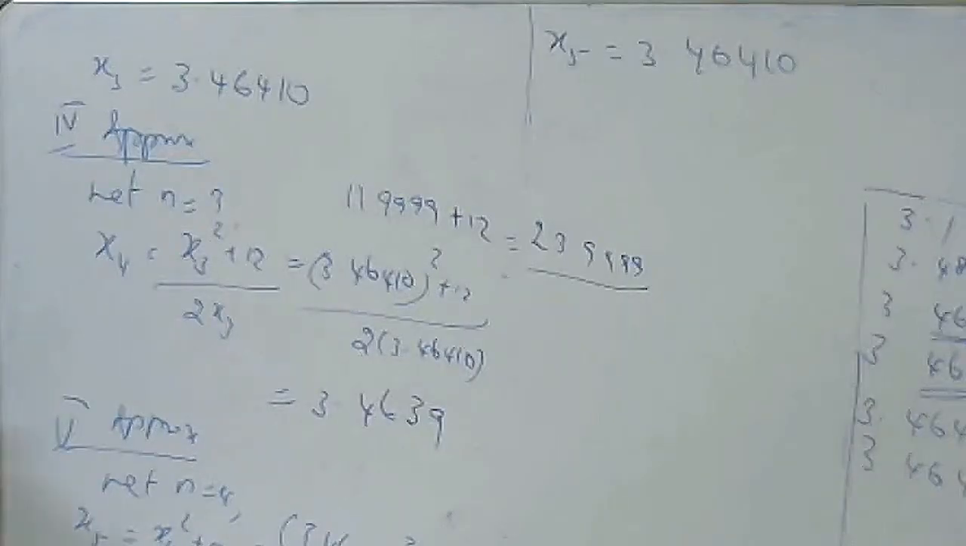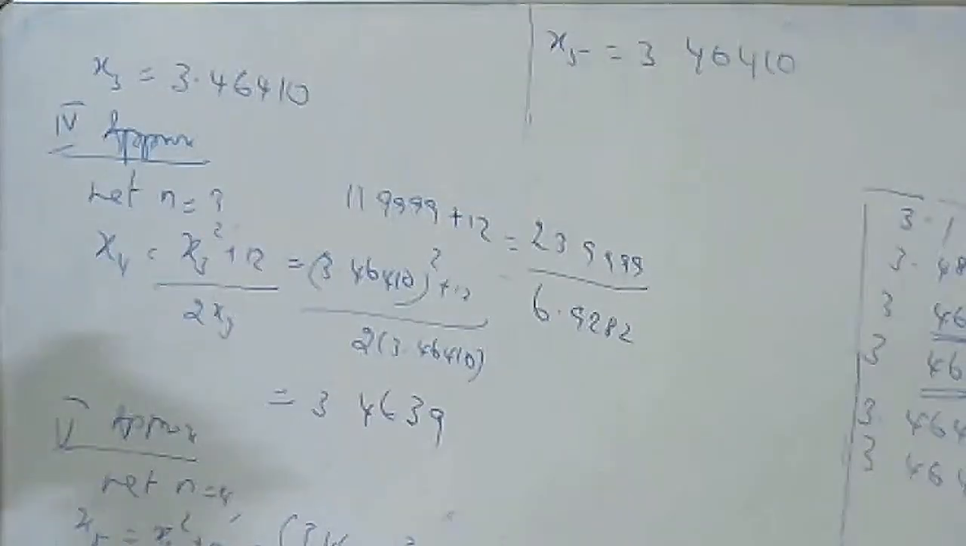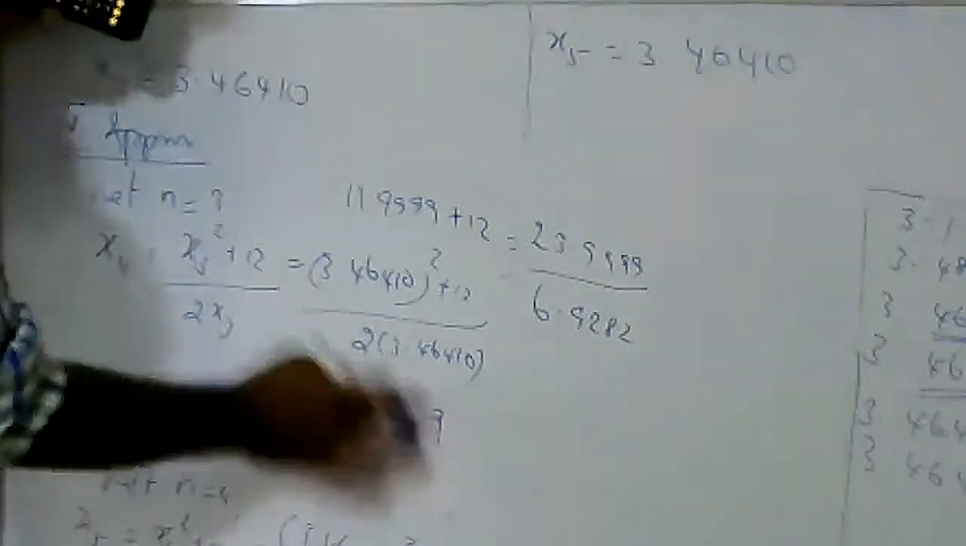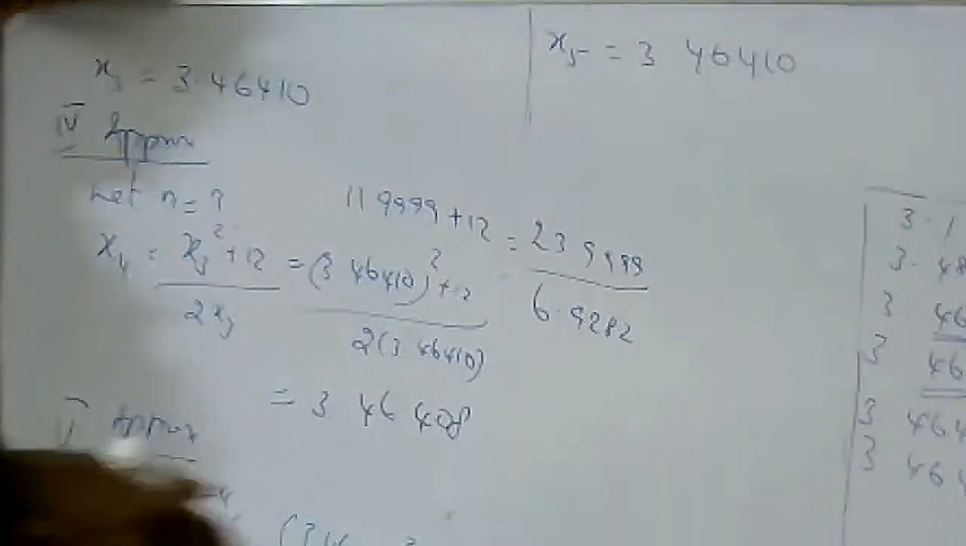6.928. 3.46410 into 2. So 6.9282. 6.9282, yes. So we put 23.9999 divided by 6.9282. 3.4640, 408 and 3.46408. Okay.